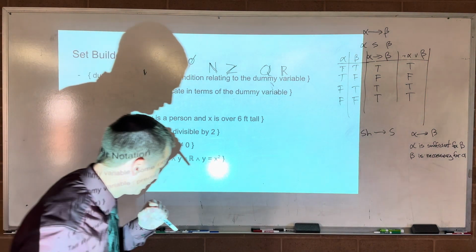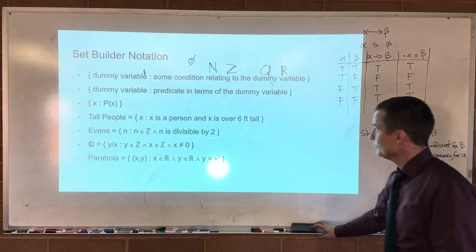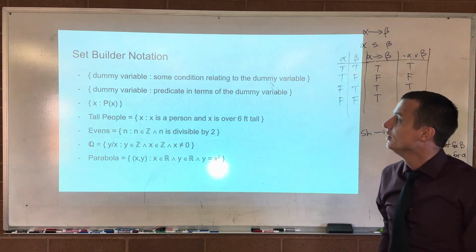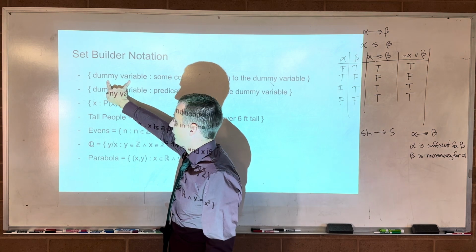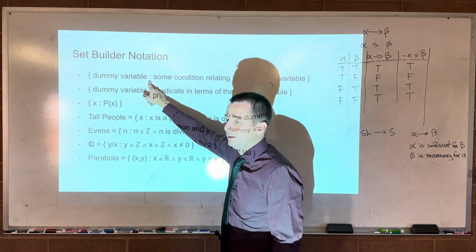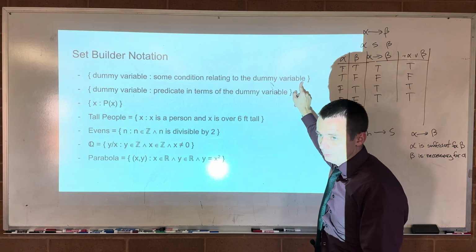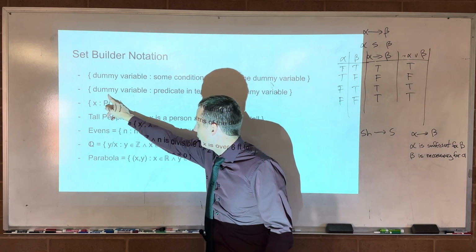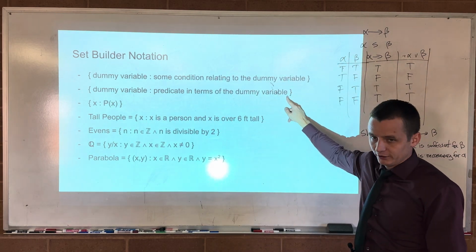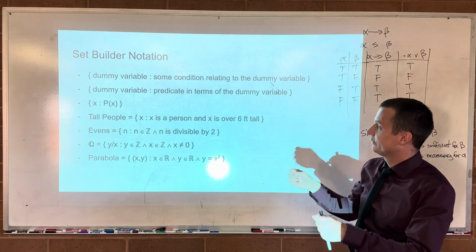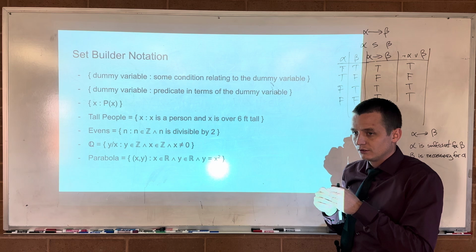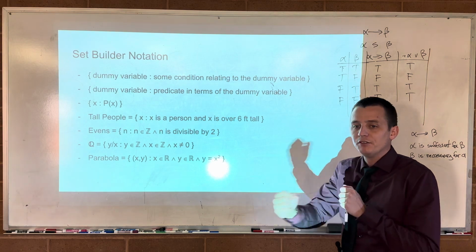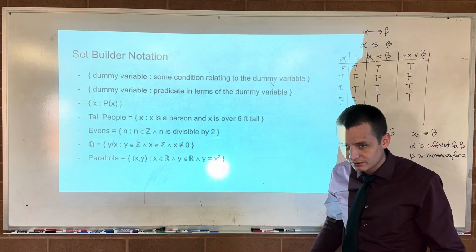Okay, set builder notation. Set builder notation is how we construct a set of things that we're interested in. The way we do it is we write some dummy variable, colon, and then some condition relating to that dummy variable. Or to use slightly more precise language, now you know what predicates are, we write a dummy variable and then a predicate in terms of that dummy variable. Remember, a predicate is something where you give it a term and it spits out true or false. If it spits out true, we include the dummy variable in the set. If it spits out false, we don't include it in the set.